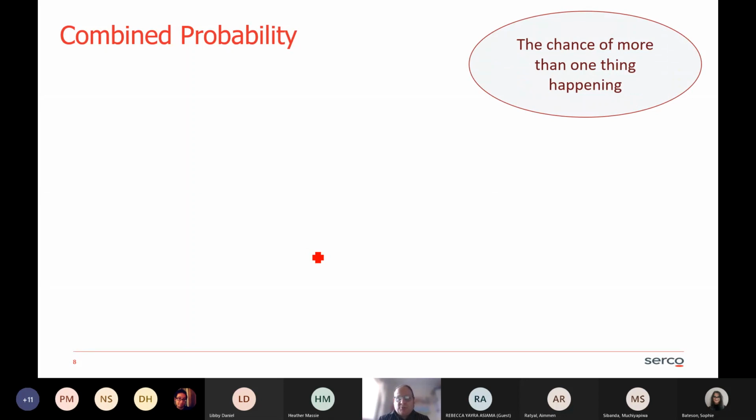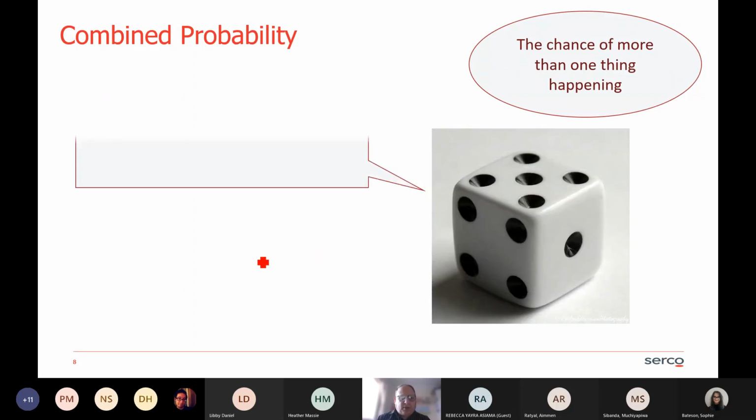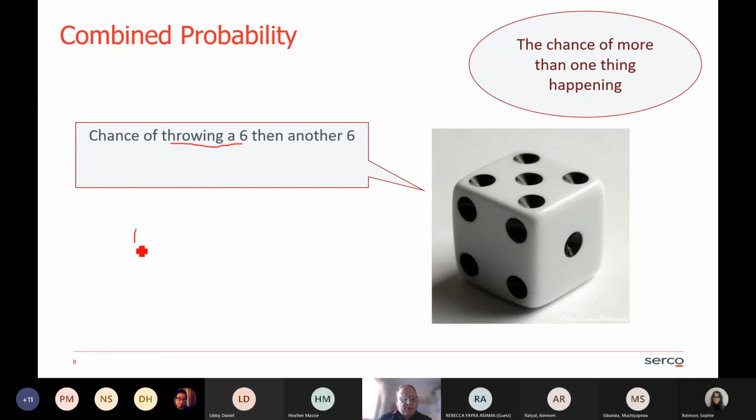So it may be we roll a dice more than once. So let's do exactly that. Let's say we roll a dice and we get 6. And then what's the chance of rolling it again and getting another 6? So we said before, the chance of throwing a 6 is 1 over 6. And then we roll the dice again, and what's the chance of getting another 6? Well, again, it's 1 over 6, because the dice hasn't changed. So both of those situations have a probability of 1 over 6.